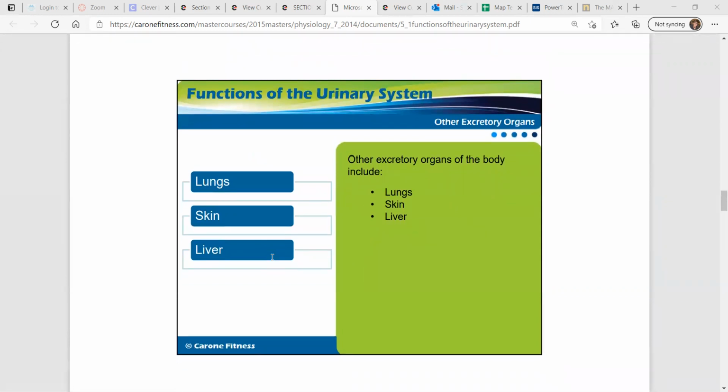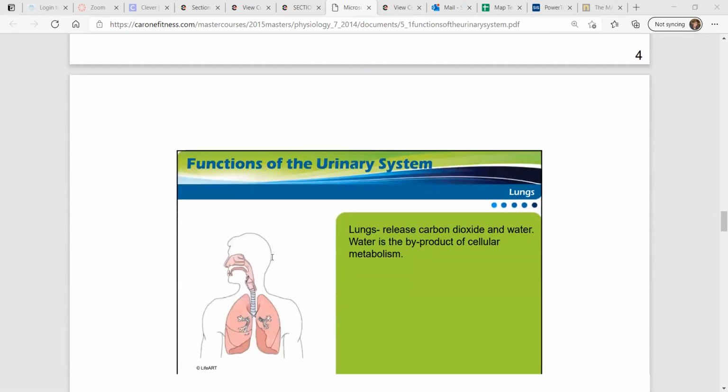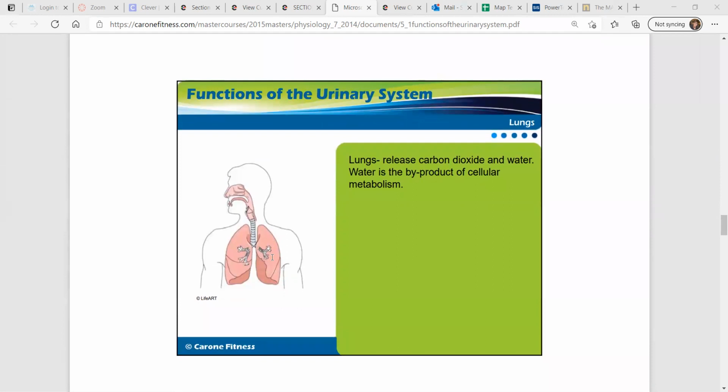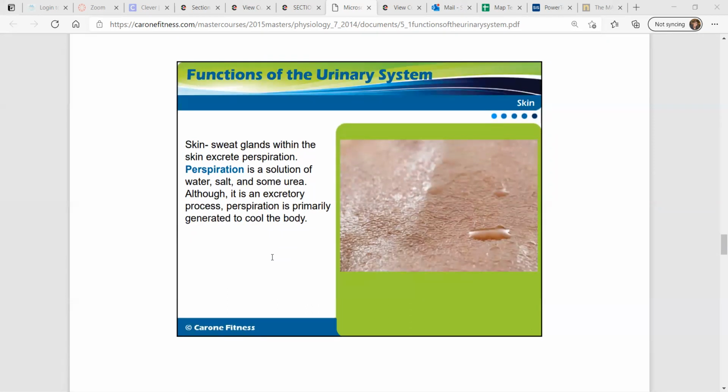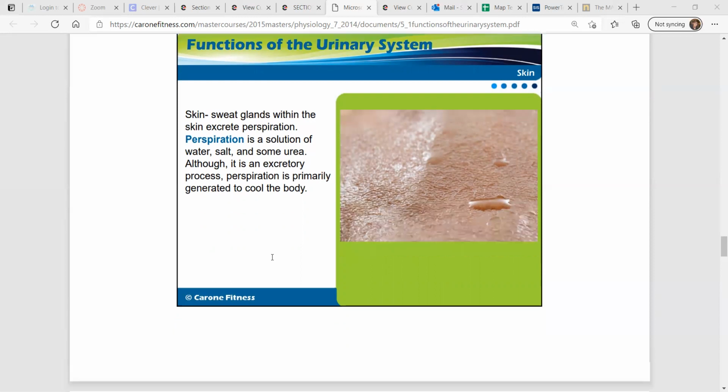Other excretory organs of the body include lungs, skin, and your liver. The lungs release CO2 and water. Water is the byproduct of cellular metabolism. Skin, sweat glands within the skin excrete perspiration. Perspiration is a solution of water, salt, and some urea. Although it is an excretory process, perspiration is primarily generated to cool the body.